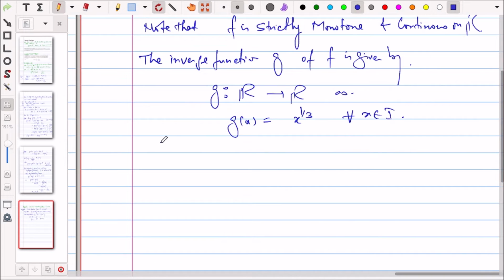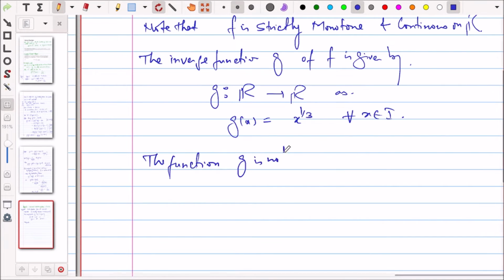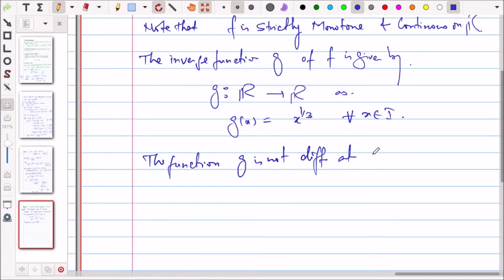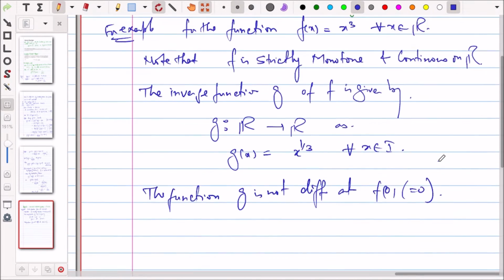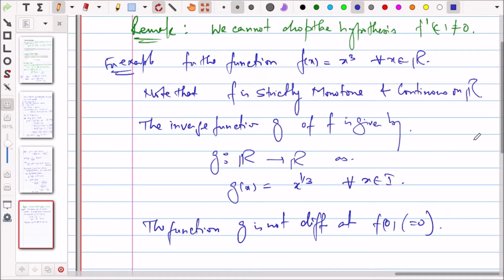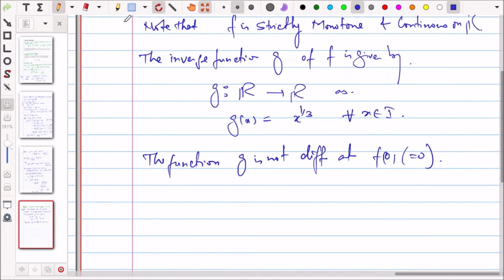Then clearly, this is the inverse function. What about differentiability of g at x equal to 0? The function g is not differentiable at f of 0, which is equal to 0, right? Is it fine? So f is differentiable at 0, but g is not differentiable at 0.